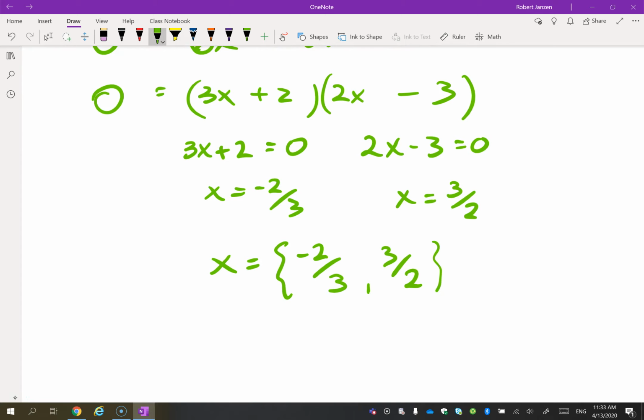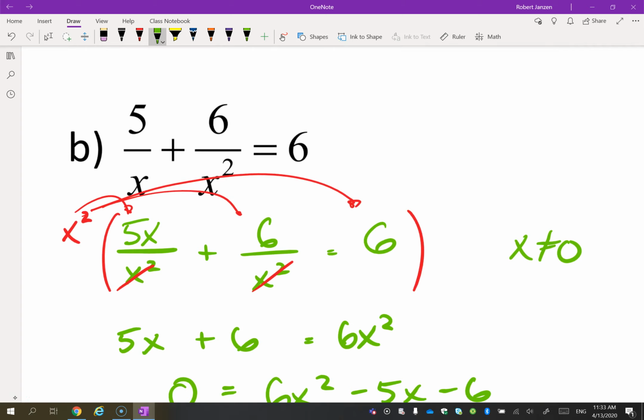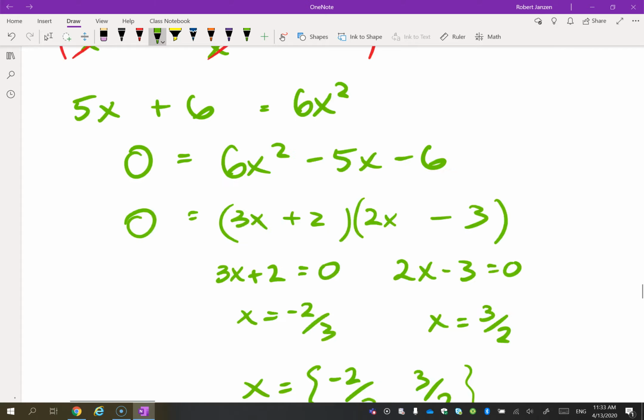What does this mean? This means those two numbers, if I put them into the original equation, would give me a solution that works. Okay, both sides would be equal. All right.